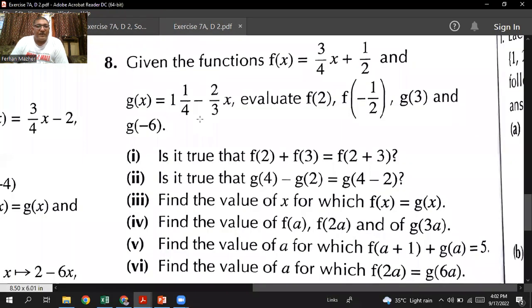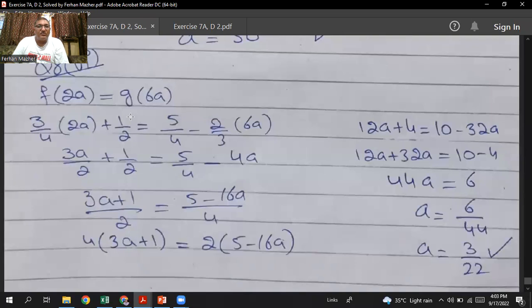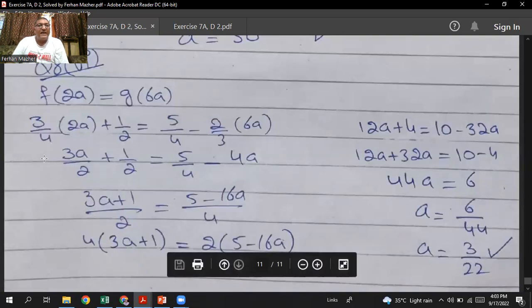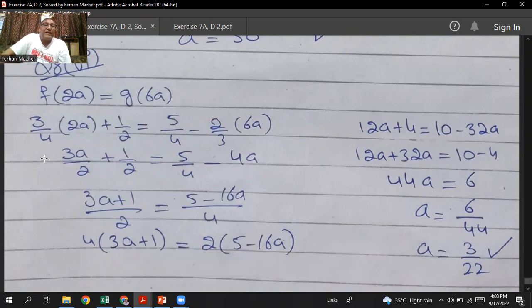Okay, so we are going to the next part, which is the last part of question number 8. The sixth part says, find the value of a for which f of 2a is equal to g of 6a. Very simple question, showing up on your screen. So f of 2a means in the function f, wherever there is the variable x, substitute it with 2a. So you will have 3 by 4 into 2a bracket close plus 1 by 2 equals g of 6a, which means in the formula of the function g, wherever there is x, substitute it with 6a. So you will have 5 by 4 minus 2 by 3 into 6a.